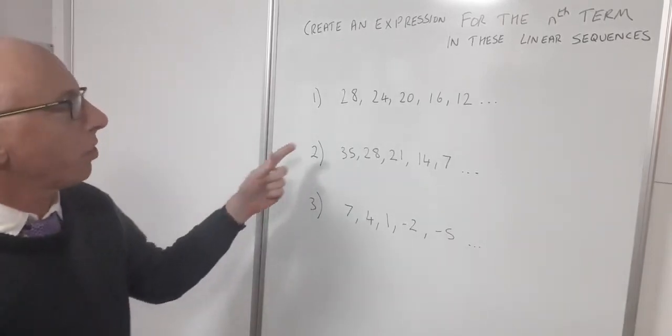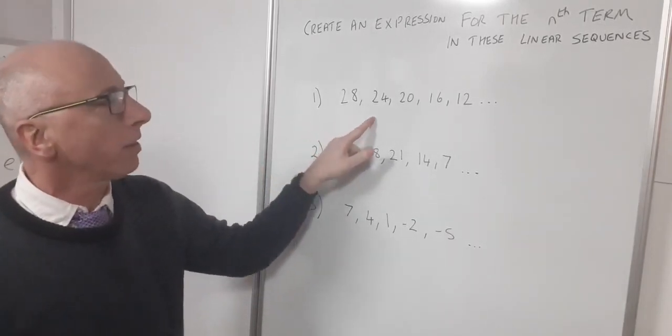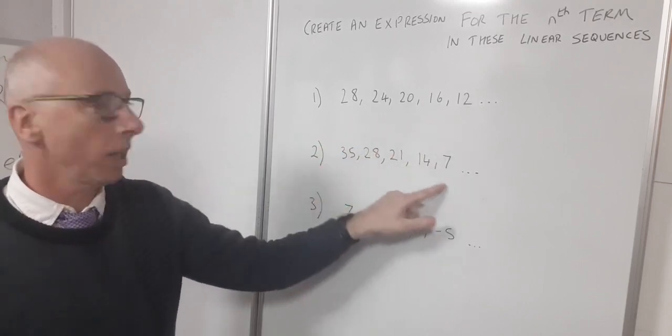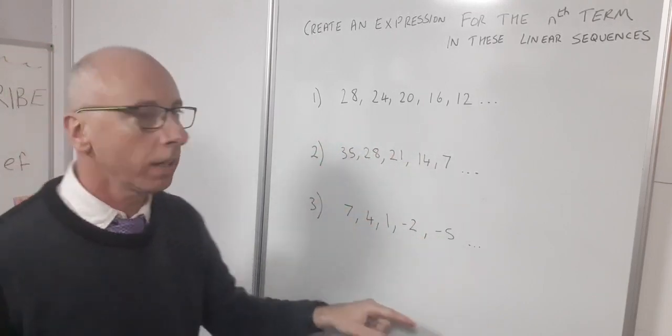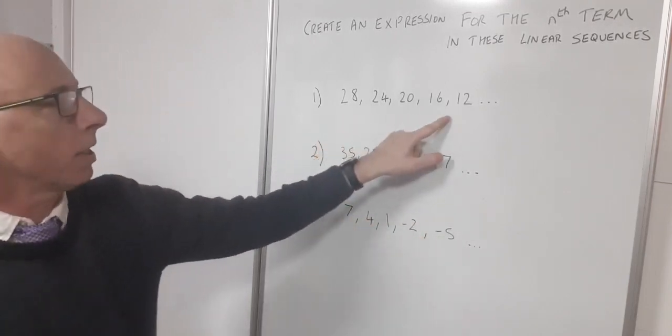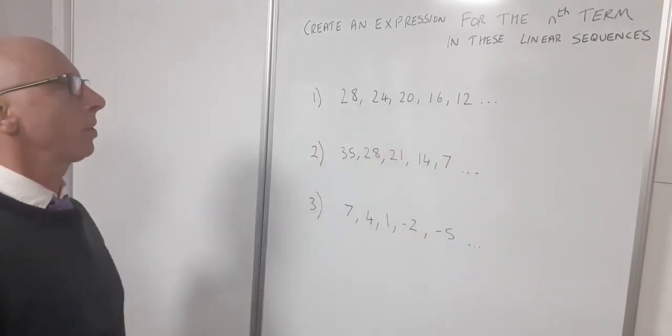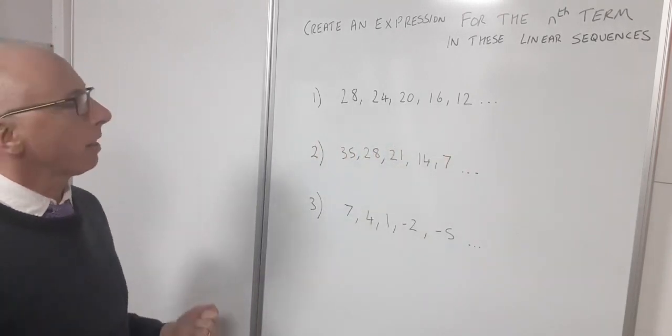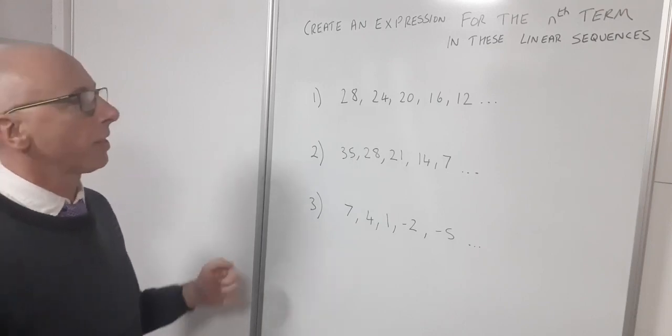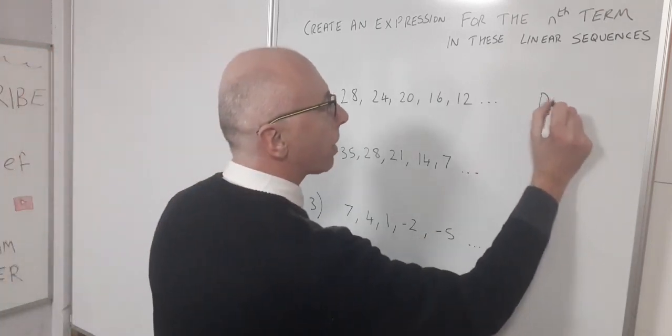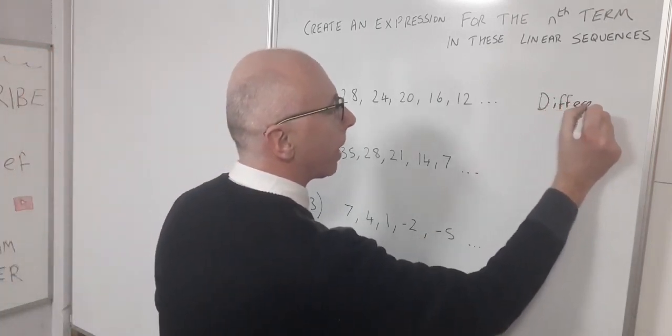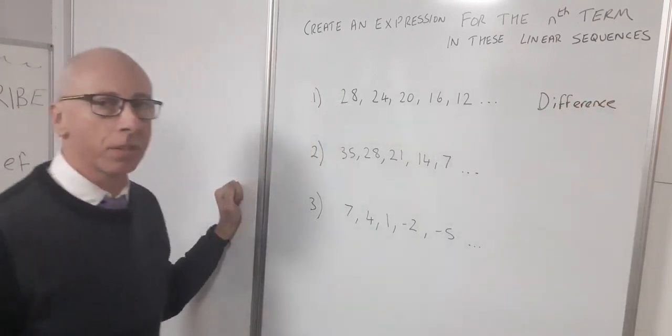Okay, so in this video we're going to try and find an expression for the nth term in these linear sequences. We've got these three sequences here. Now we can see that these sequences are decreasing. That's the first thing we can spot. The next thing we need to do is to find what the difference is. So let's write this here, difference. That's our first job, to find the difference.